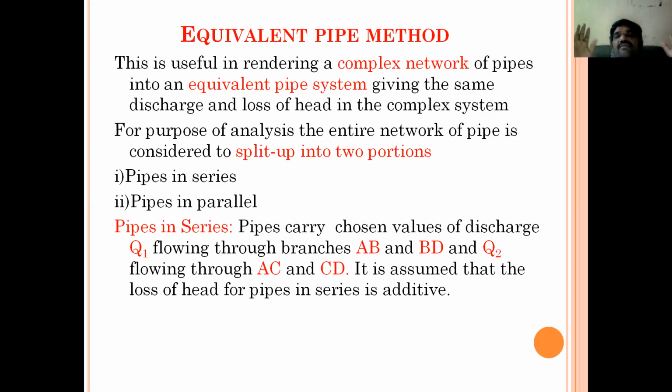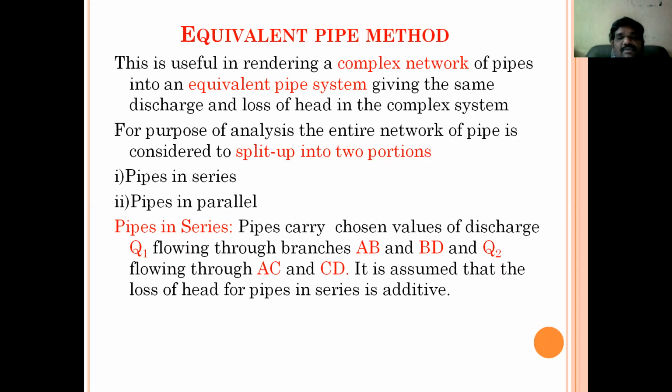What we observed exists in the complex system. For the purpose of analysis, the entire network of pipes is considered split into two portions. One is pipes in series, the other is pipes in parallel. Now we'll see one after the other. What is pipes in series?